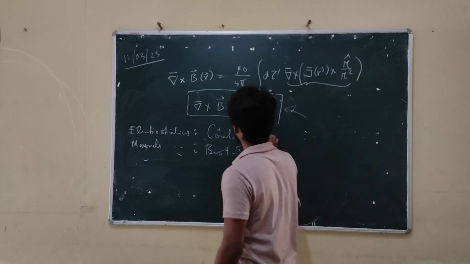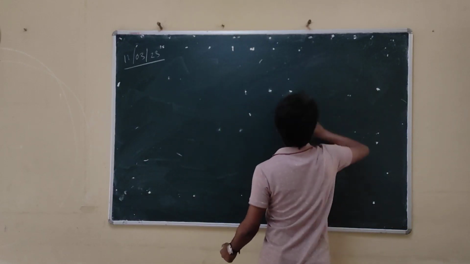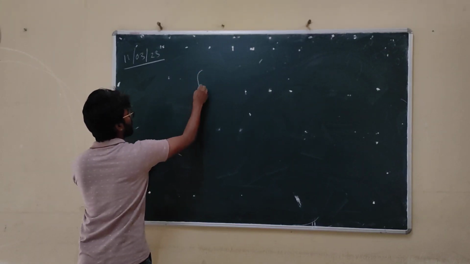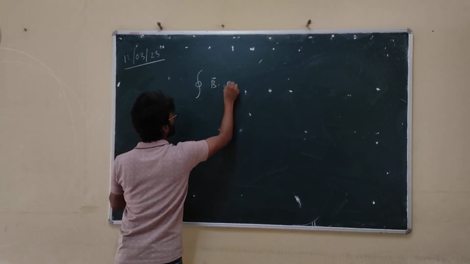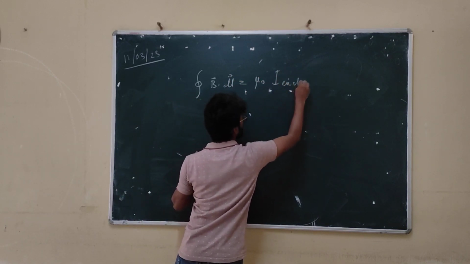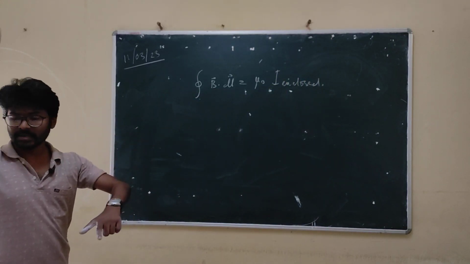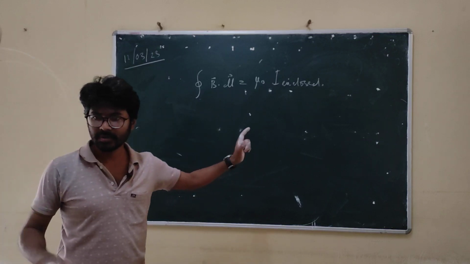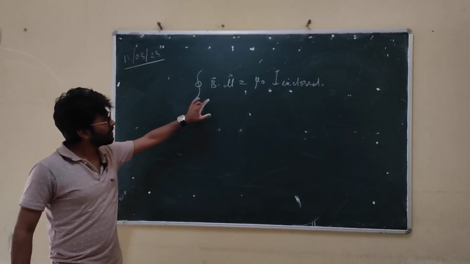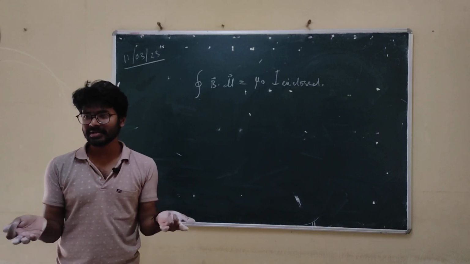Quickly, some applications of this law. Only the current I enclosed counts. If some currents are outside your loop, they don't contribute. We are not going to consider them. This is very useful and powerful only in situations where there is a symmetry, otherwise useless.